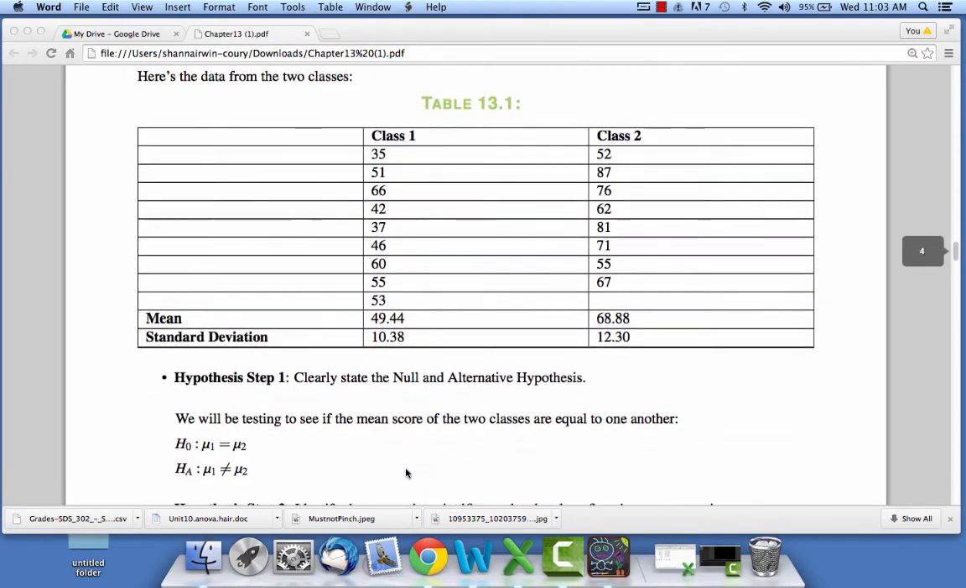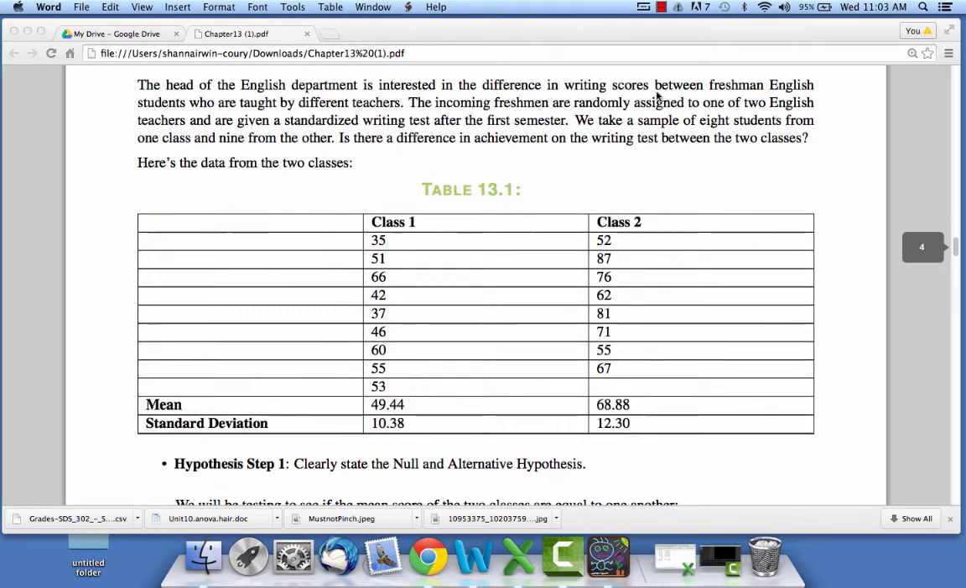Okay, so here's an example of an independent test. There are two different teachers. They're comparing two different teachers' scores. They're given a standardized test, so they're tested on the same thing. And they want to know if the two classes perform similarly, essentially. So here's one population, class 1, and they take a sample. In class 2, they take a sample. They're not the same size.